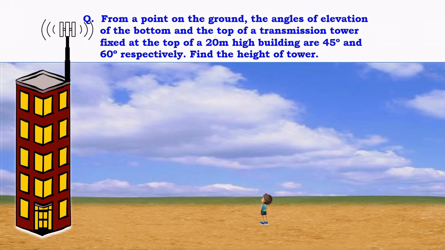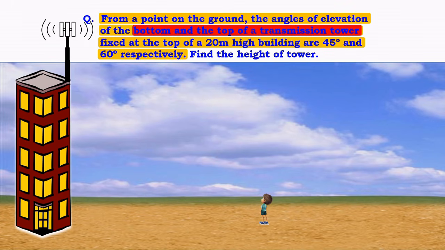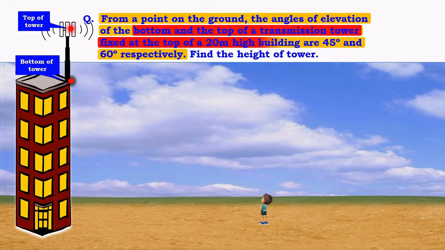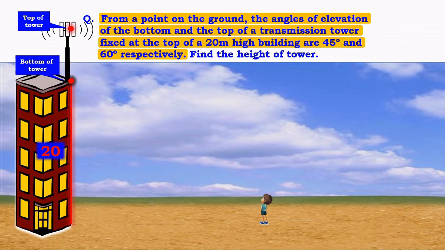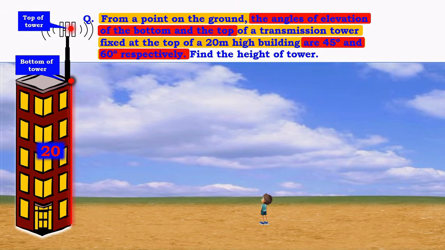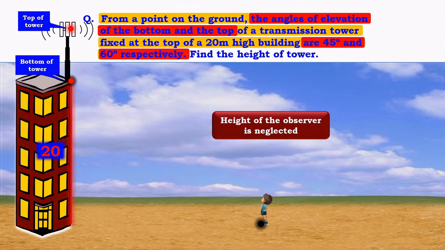Let us understand the figure. Here, A is the foot of the building and B is the top of the building. The height of the building is given as 20 meters. The transmission tower is fixed on top of the building. So, B represents the bottom of the transmission tower and C represents the top of the transmission tower.